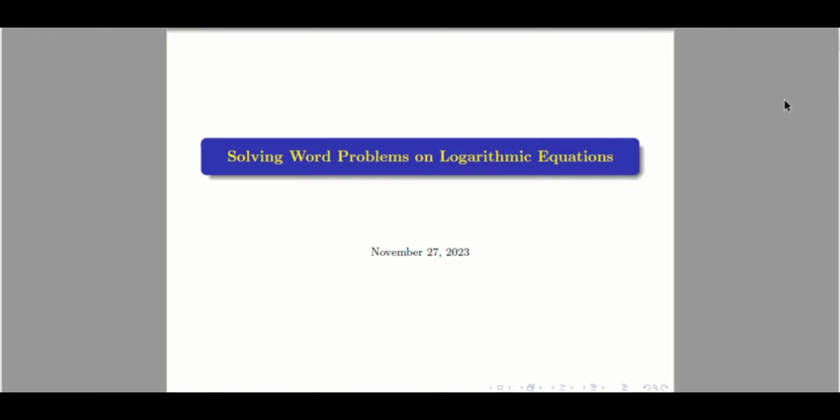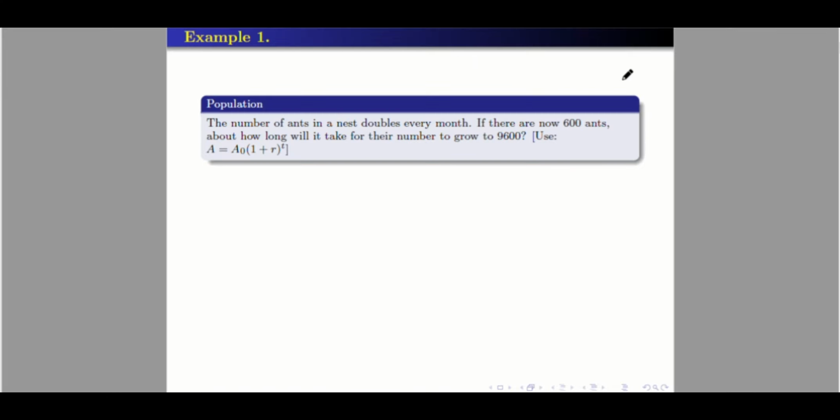Good day, we'll discuss now solving word problems on logarithmic equations. So example number 1, it's all about population. The number of ants in a nest doubles every month. If there are now 600 ants, about how long will it take for their number to grow to 9,600? And we are asked to use this formula or this model.